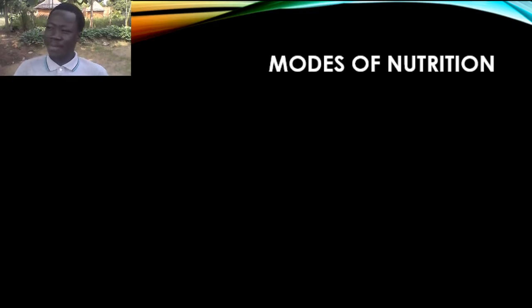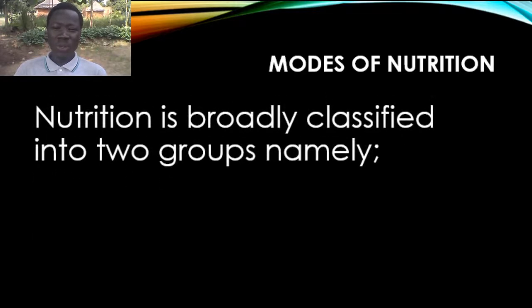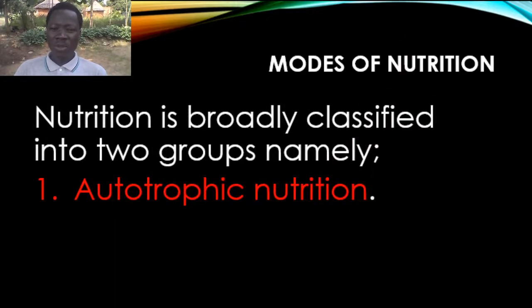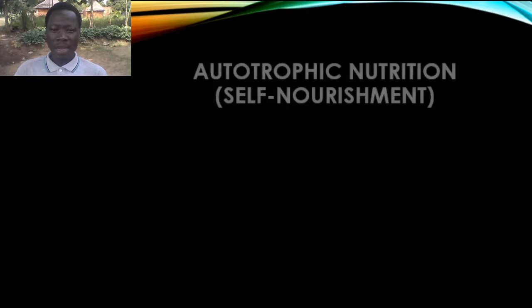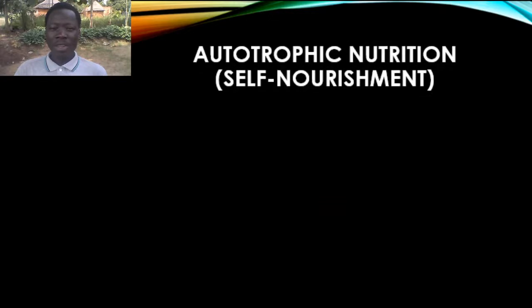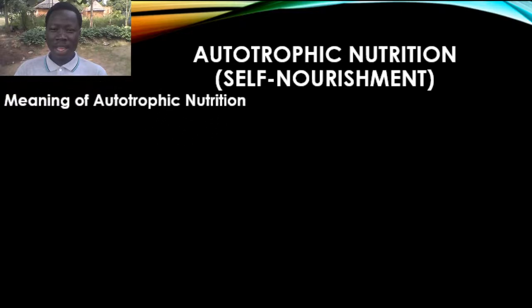Now, as this feeding occurs, there are modes through which it occurs. There are not more than two. One is the autotrophic nutrition, and then the second is the heterotrophic nutrition. We will pick them one by one and look at them. To begin with, autotrophic nutrition, which is also called self-nourishment.